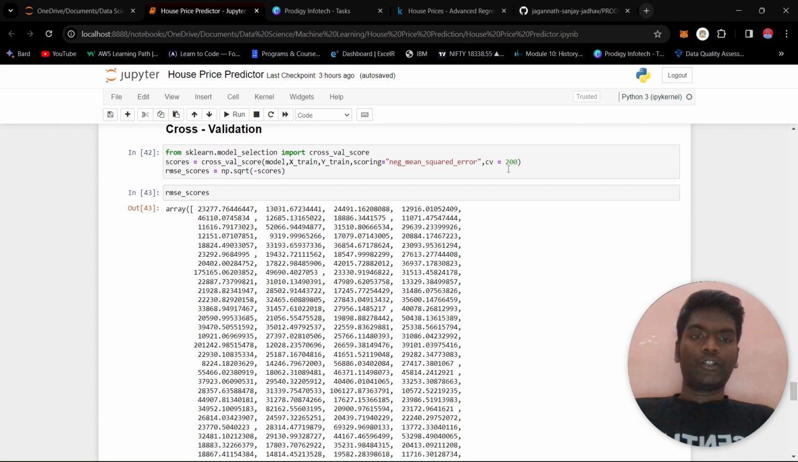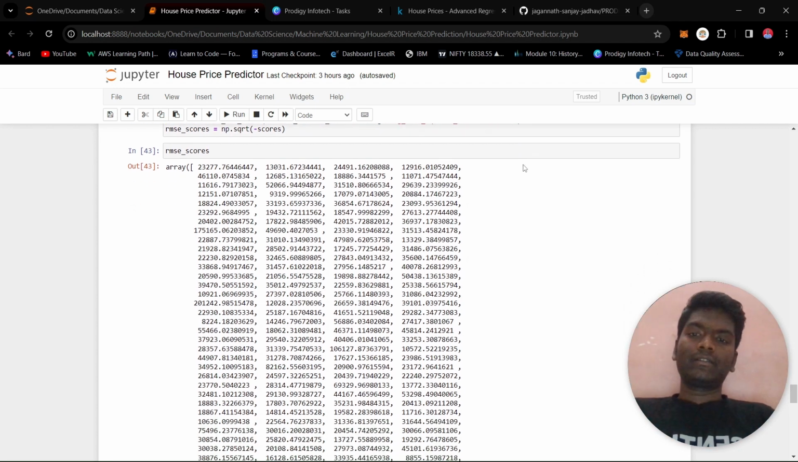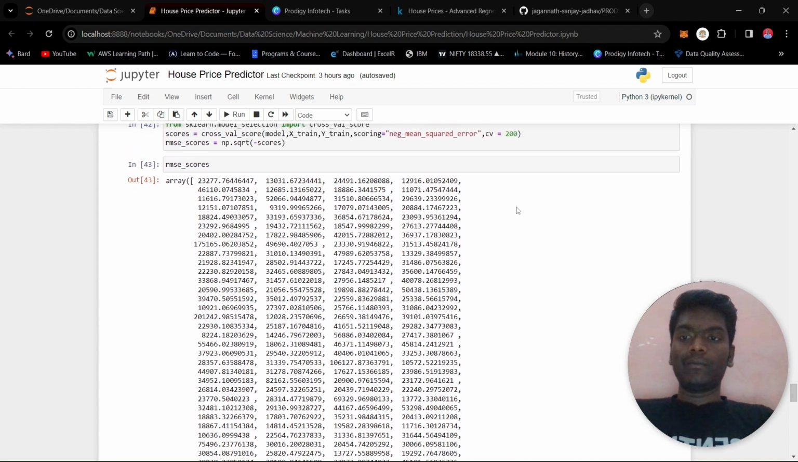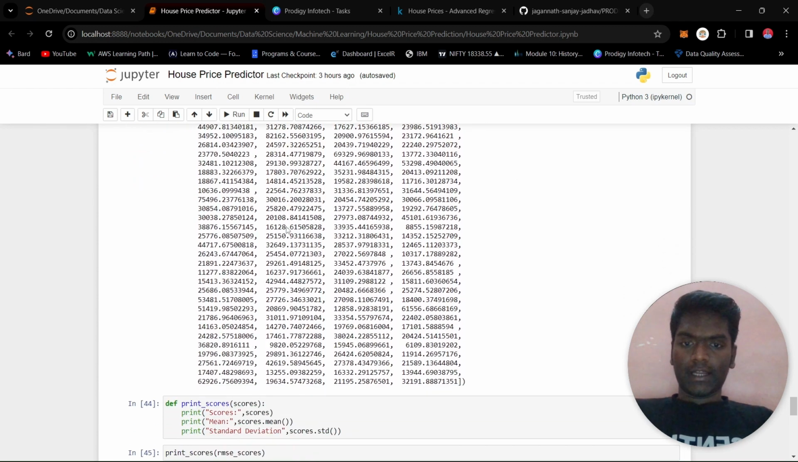Here I have set 200, so that means I have broken my data set into 200 different parts, and the model will cycle the training methods through 200 different experiences. Imagine you are training a human and giving that human 200 different experiences at the same time. It's not possible for a human, but machines can do that. So after calculating all the RMSE scores, these are all the arrays of 200, the 200 RMSE scores.